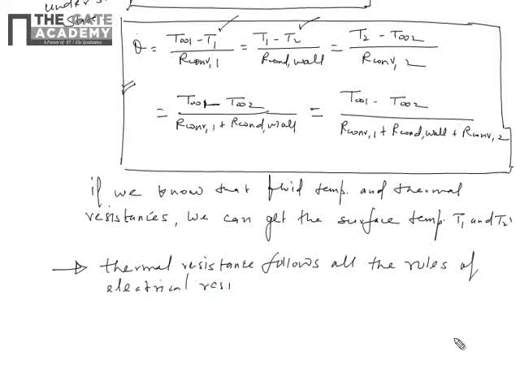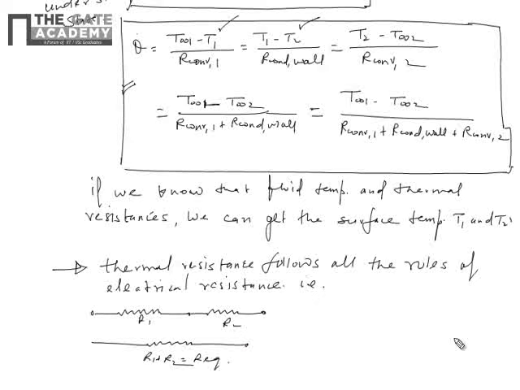That is, if thermal resistances are in series, let us say there are two thermal resistances, then we can replace them with the equivalent resistance of R1 plus R2, R equivalent. This is resistance in series.